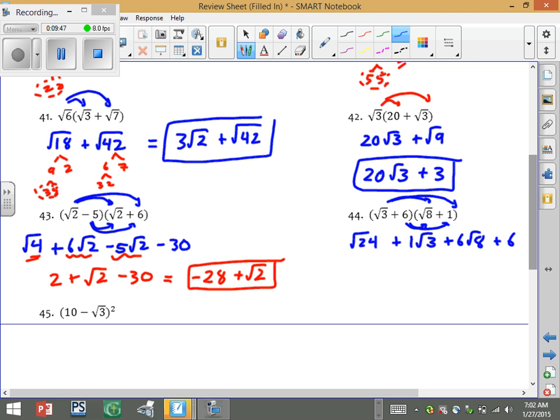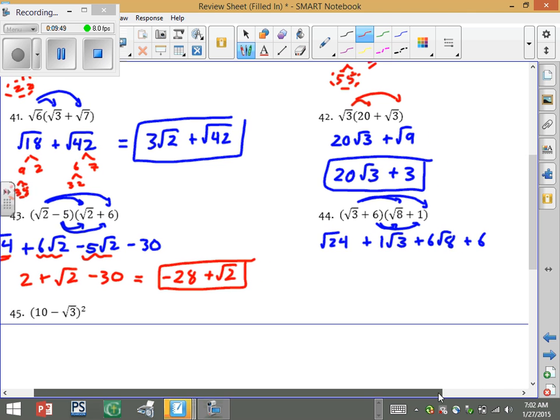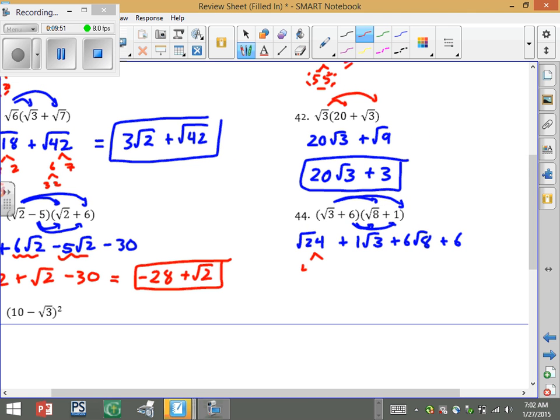Now, a few of these we can break down and simplify. So let's do that now. So 24 breaks down to 4 times 6. 2 times 2, 2 times 3. 3 doesn't break down, but 8 does. 4 and 2, 2 and 2.